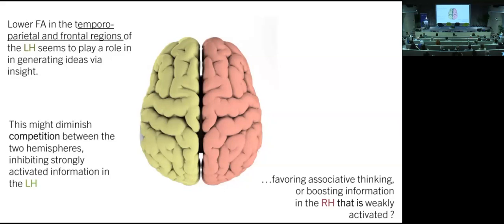It seems that lower fractional anisotropy in these regions of the left hemisphere has a role in generating ideas via insights. How did we interpret it? That this might diminish competition between the two hemispheres, inhibiting strongly activated information over the left hemisphere, probably to favor associative thinking that is happening over the right hemisphere.